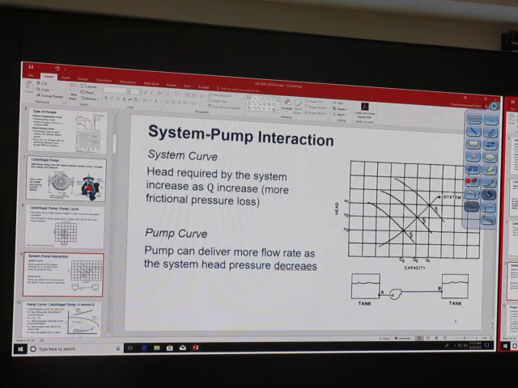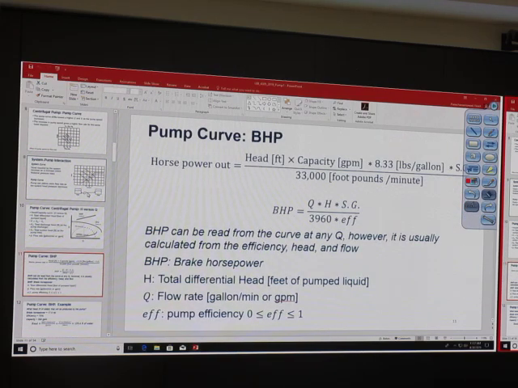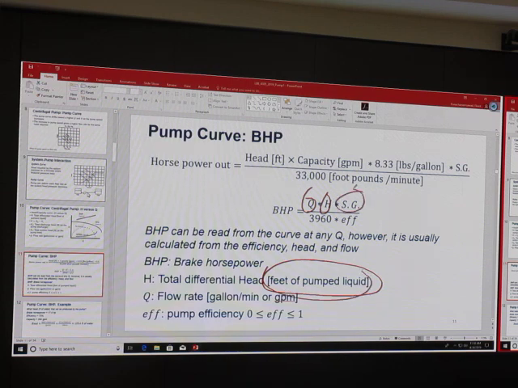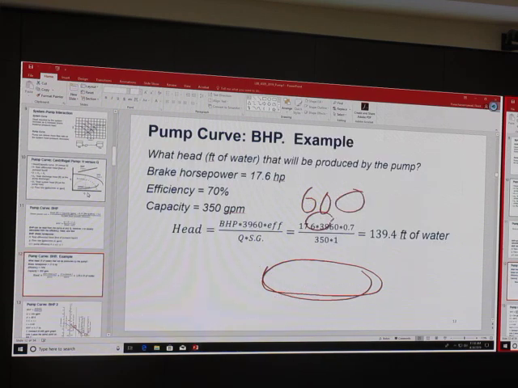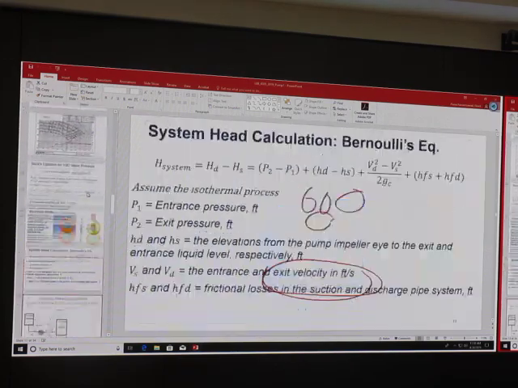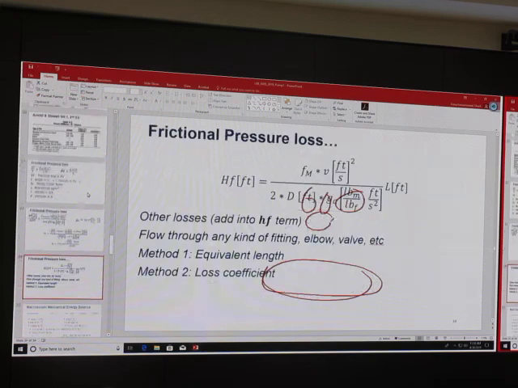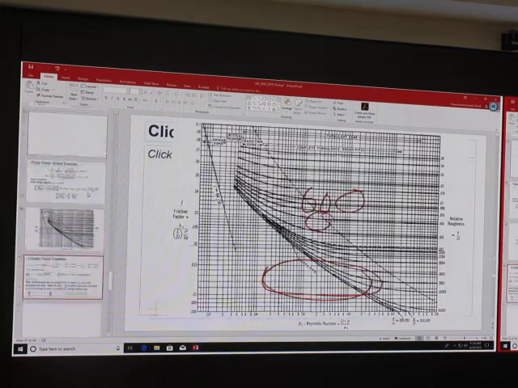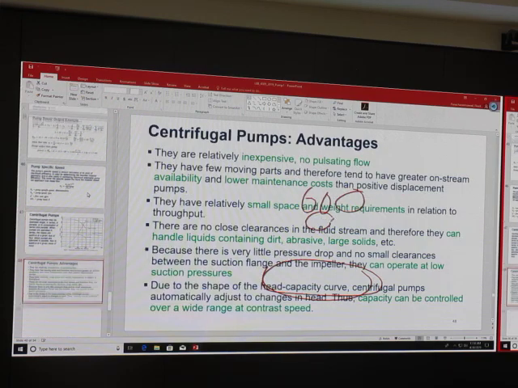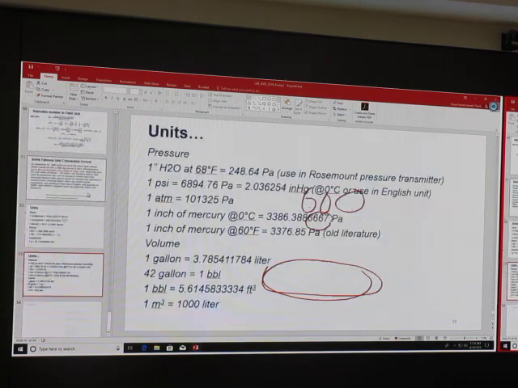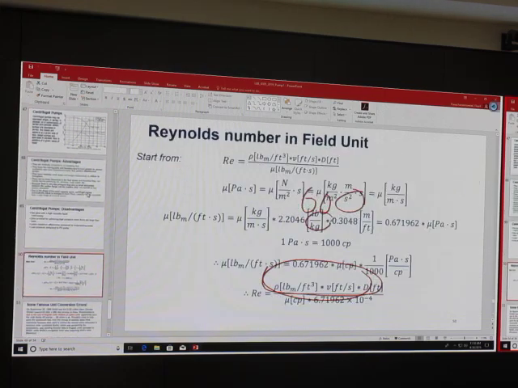Put the pumps in parallel, in series. Read this. Horsepower output. bhp is Q multiplied by H, so it has to be in the correct units. Brake horsepower, total differential head in feet of liquid, specific gravity divided by that number. In SI, what do we do? I think we have it at the very end about SI. Not in here. Maybe some other place.